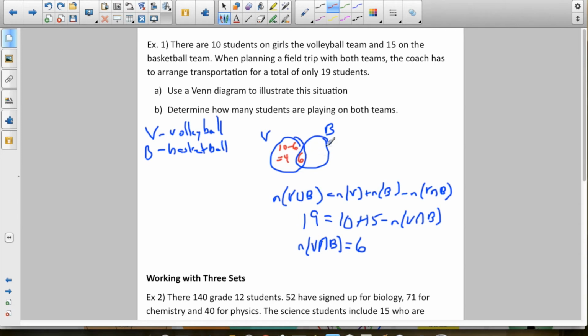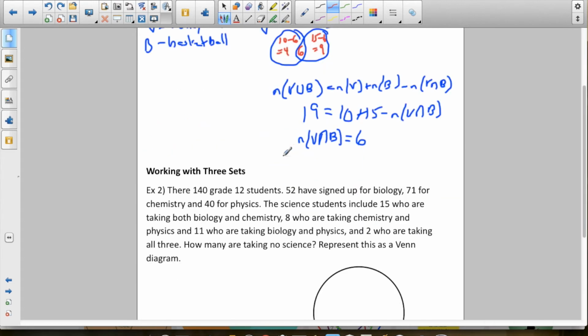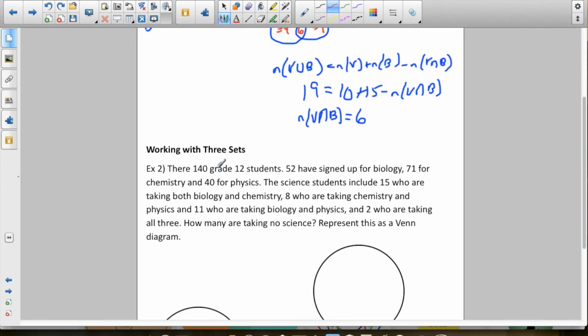I do the same thing here. I've got 15, but I've already put 6 in, so I subtract 6. That gives me 9 girls just playing basketball and not volleyball. And so you can see these values. It's almost always easiest to start with the intersection and work your way out. And we'll see that when we have a more complex example like this one.